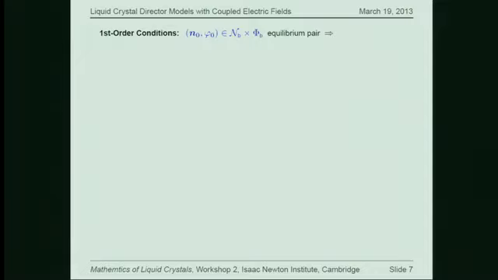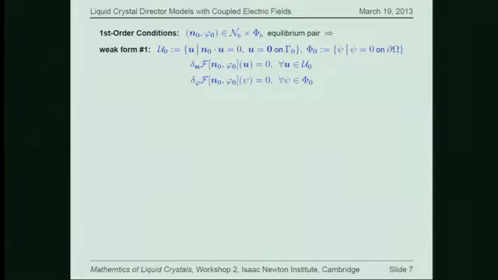Now the first order conditions for the equilibrium can be written in various ways, and I'm going to need to put most of this stuff in a weaker variational form down the road, but here I'll have it laid out in both ways.